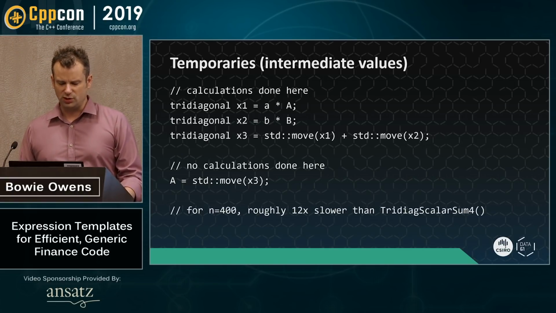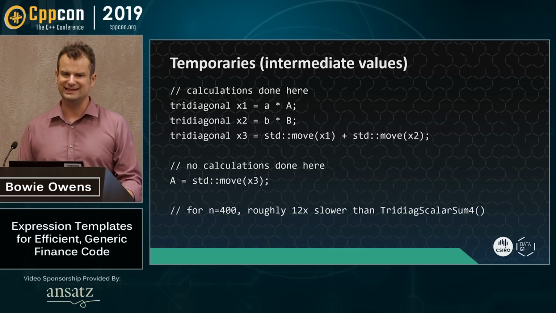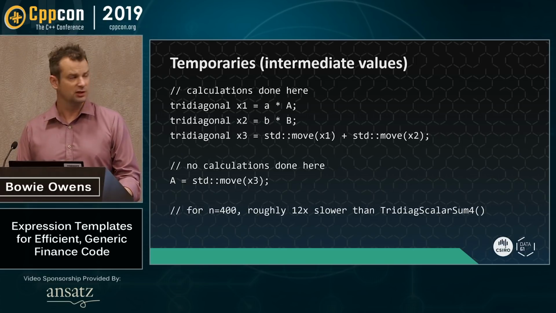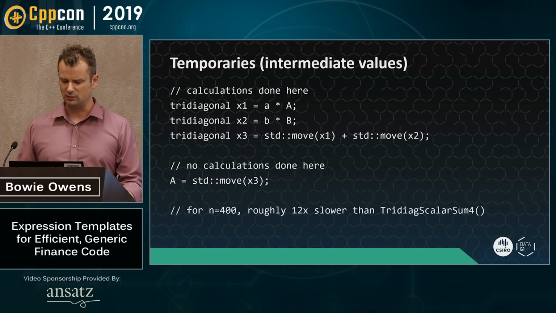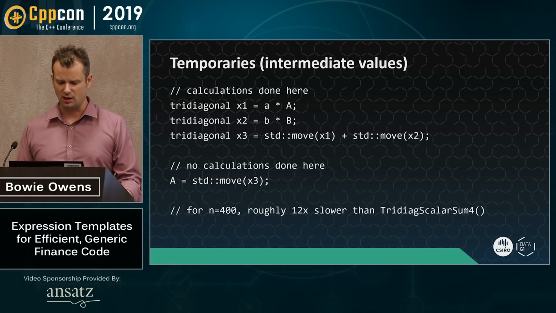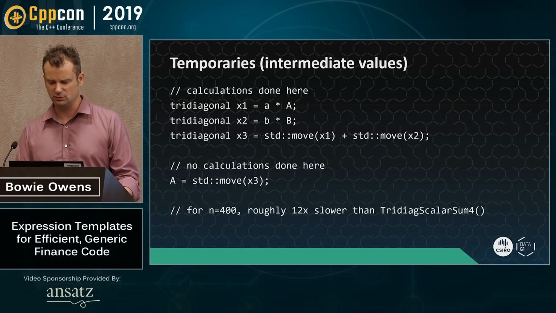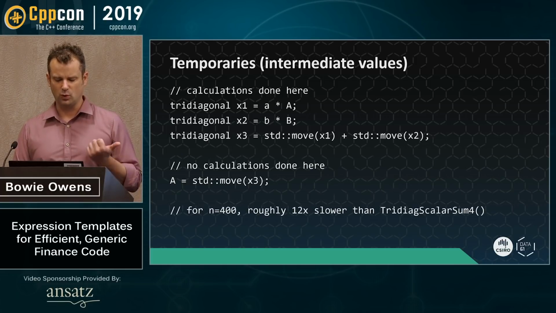Why is this so much worse? Well, for all its faults, tridiag scalar sum 4 did not allocate any memory, and it did not throw. The temporaries, on the other hand, are going to allocate memory using standard vector so that they can store the intermediate calculations. And introducing even a single allocation is going to make things worse by, one, allocating memory is time consuming.